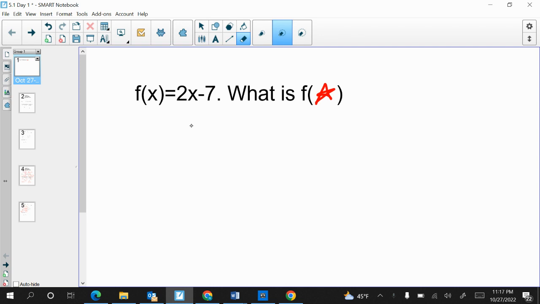All right, so we're given f of x is equal to 2x minus 7. What is f of star equal to? So take a moment, pause video, answer it, and then we'll get started.